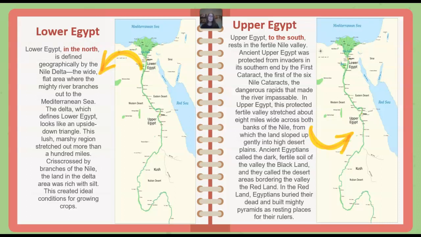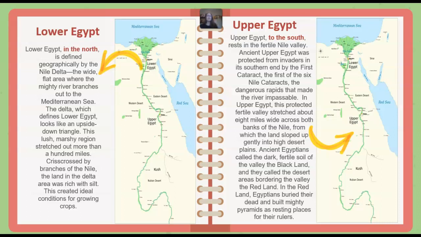Ancient Upper Egypt was protected from invaders in its southern end by the First Cataract, the first of the 6 Nile cataracts, the dangerous rapids that made the river impassable. In Upper Egypt, this protected fertile valley stretched about 8 miles wide across both banks of the Nile, from which the land sloped up gently into high desert plains.